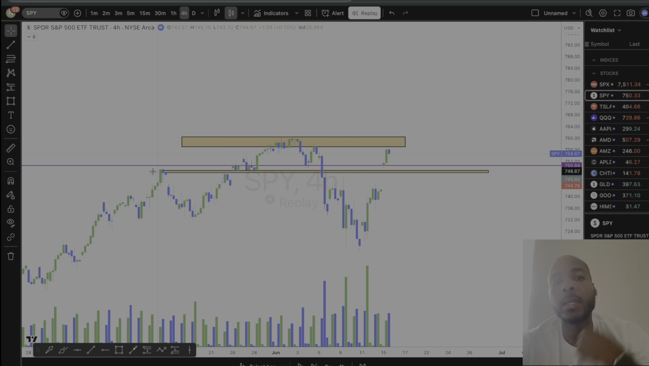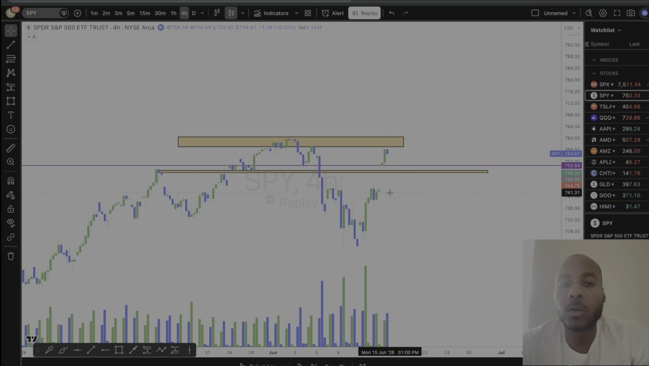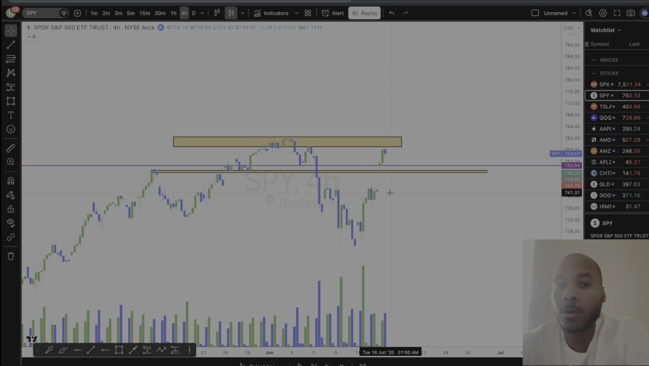All right. Anytime that we are underneath this box, you can see that we have bearish momentum. Everything is pushing down to the downside. So these are all the indications that I look for. If we get below this level, then I'm going to follow it to the downside. But if we get above this level, I'm going to follow it to the upside.